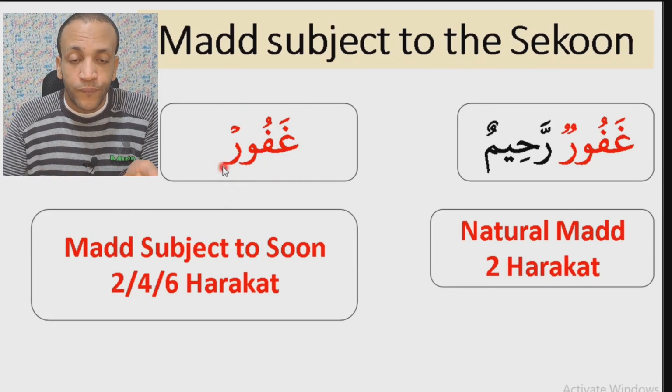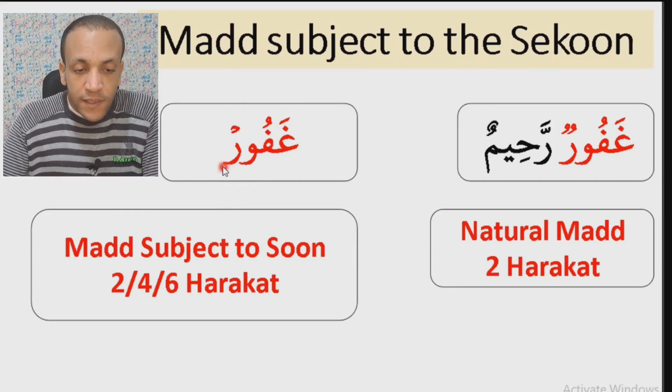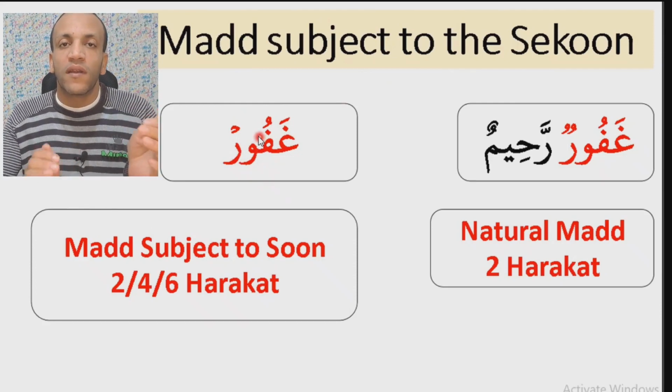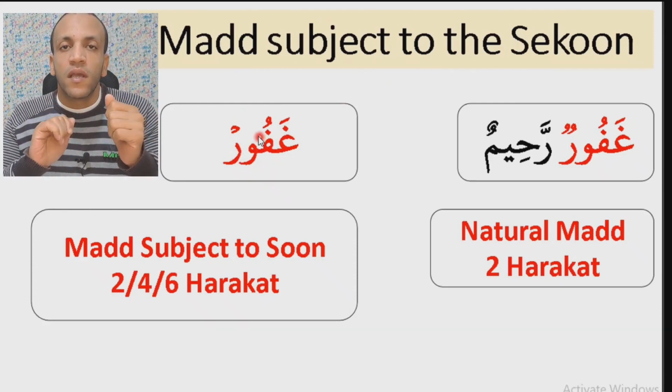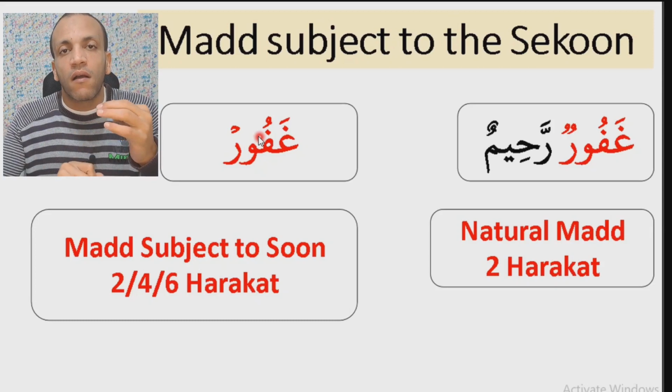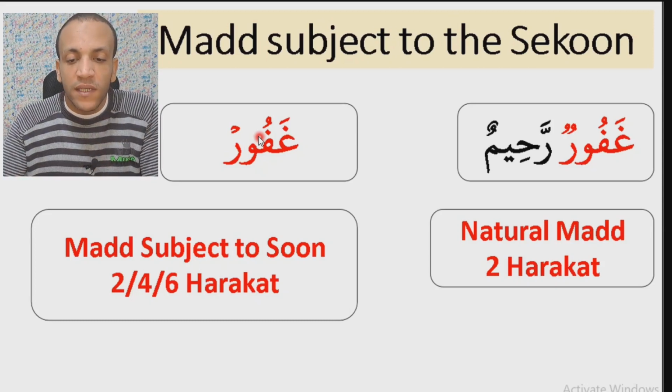So what you will do, in this case, you will prolong the sound of the letter of Madd, and you have the choice. This is the only difference. You have the choice. You can prolong this letter 2 harakat, 4 harakat, or 6 harakat. So the word is the same. The word on your right is exactly the same on your left. On your right, you will find it written in the Holy Quran like this.